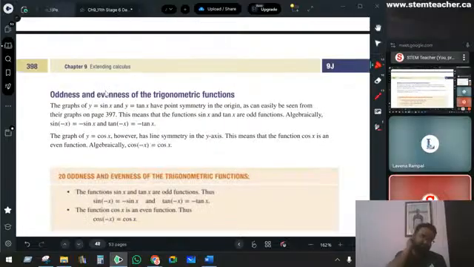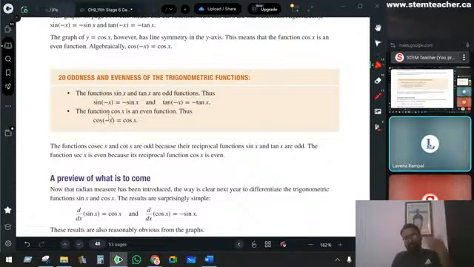6. Oddness and evenness of trigonometric functions. What is an odd function? What is an even function? Do you know? If f of x is equal to minus f of x, then it is an odd function.